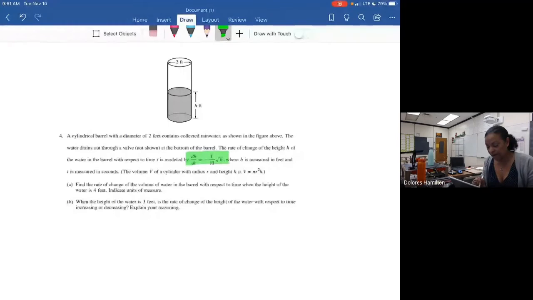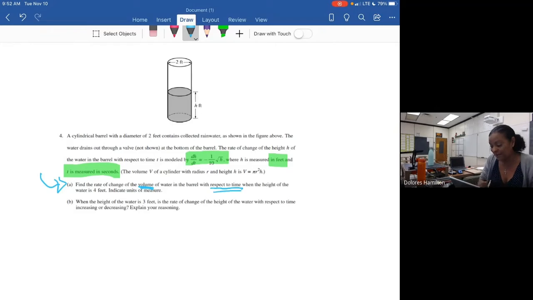That is the rate of change of height with respect to time. Height is measured in feet. Time is measured in seconds. They always give you geometry equations, so you don't need to have memorized volumes of spheres and cylinders and whatnot. All right, so here we go. Find the rate of change. So I'm on A. Find the rate of change of the volume of the water with respect to time.